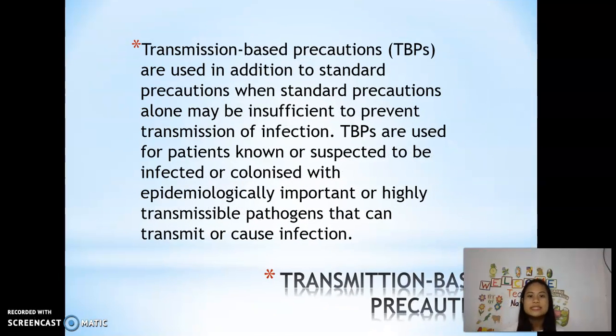Transmission-based precautions. Transmission-based precautions are used in addition to standard precautions when standard precautions alone may be insufficient to prevent transmission of infection. Transmission-based precautions are used for patients known or suspected to be infected or colonized with epidemiologically important or highly transmissible pathogens that can transmit or cause infections.